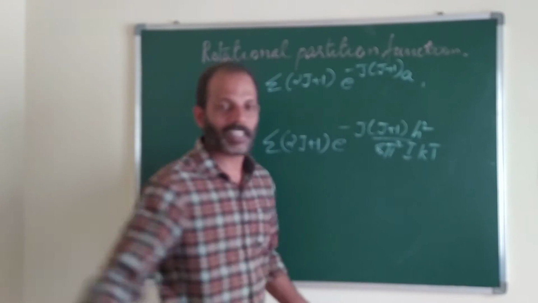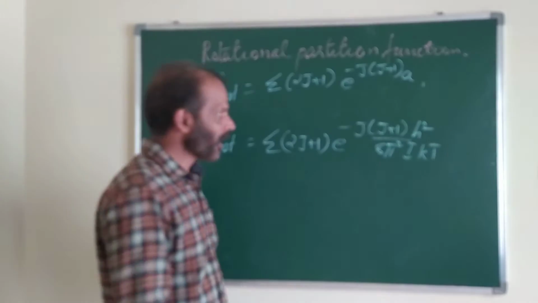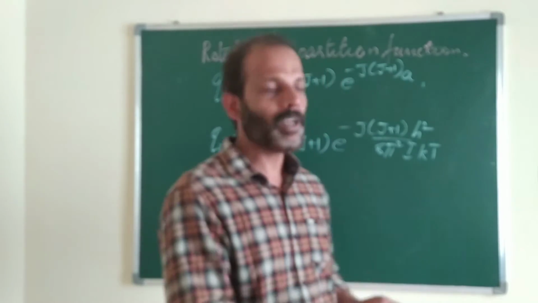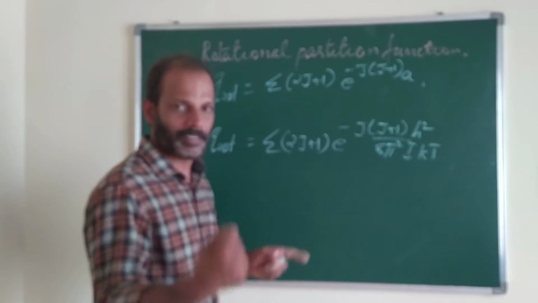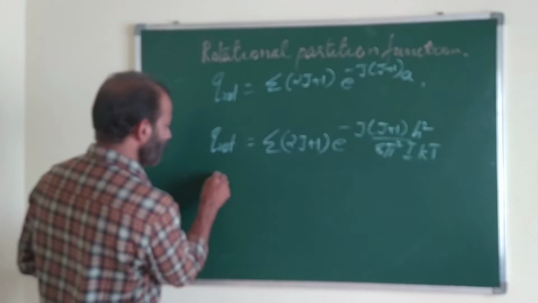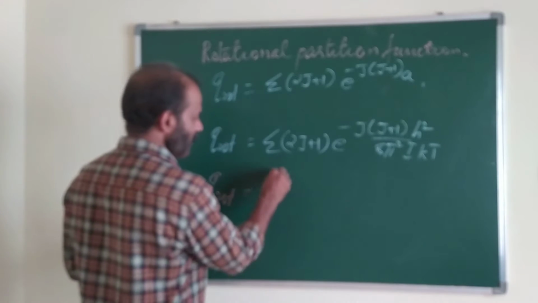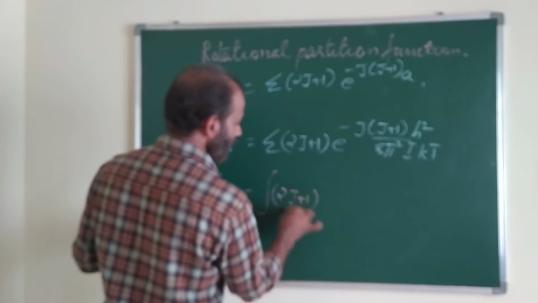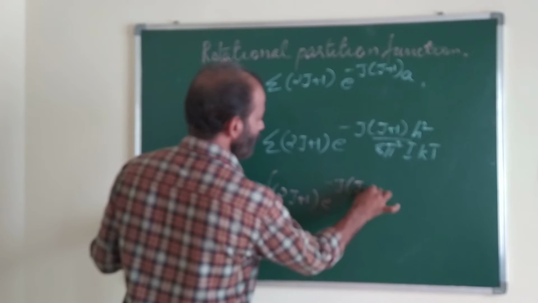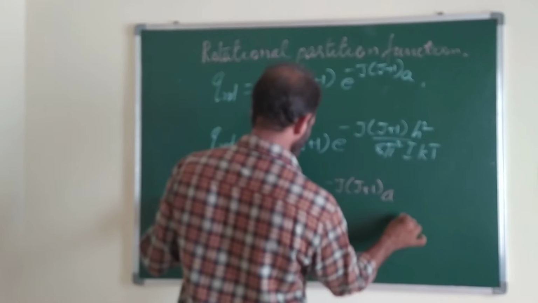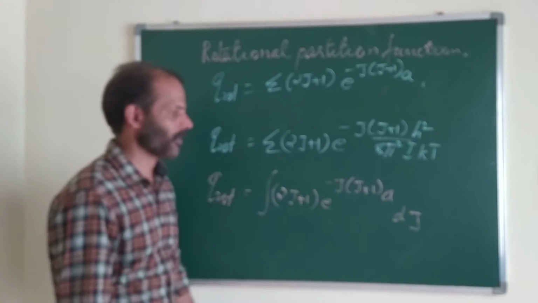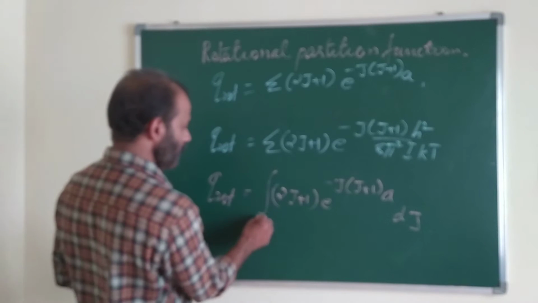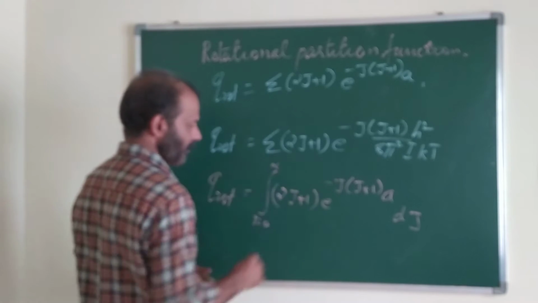And as in the case of translational energy levels, rotational energy levels are also very close. That is, the spacing between the rotational sublevels is very small. So we have to replace this summation by integration. That is, q rotation is equal to the integral from J equal to 0 to infinity of 2J plus 1 e raised to minus J into J plus 1 A dJ. That's our equation.